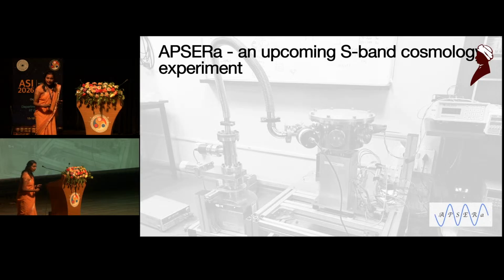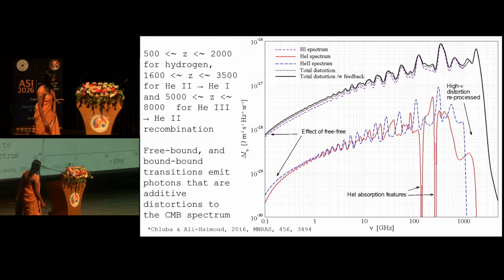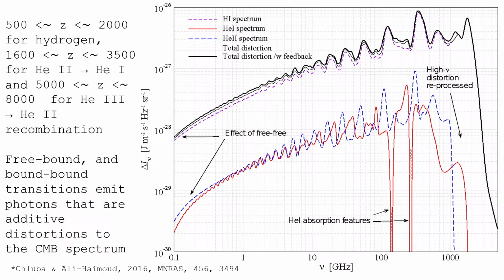So Apsara is an upcoming experiment that we are working on at RRI in the S band, operating between 2 to 4 gigahertz. What we are trying to detect is the photons that are emitted into the CMB when the first atoms form. Very simply thinking about this, when you have electrons that are captured by a nucleus, say a proton, and the electron trickles down from higher to lower energy levels, clearly you expect photons to get emitted. These additive photons to the CMB are expected to be at a level of 1 part per billion, and these again are an inevitable prediction of standard cosmology.